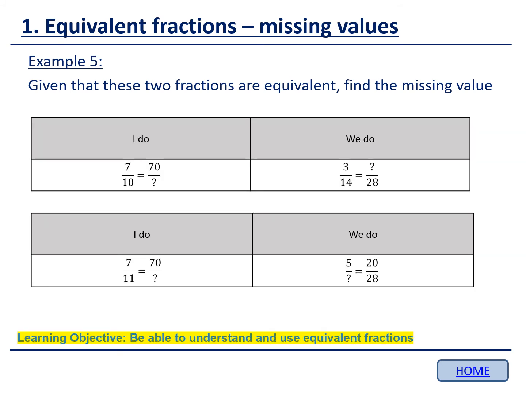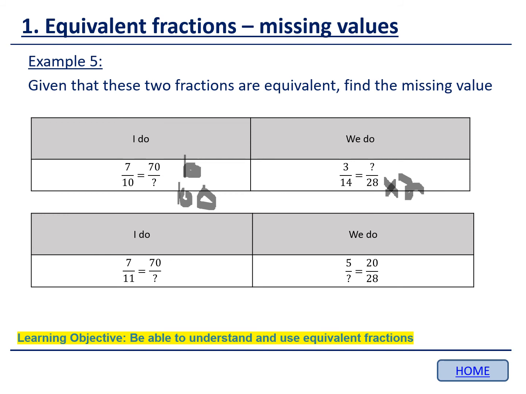Some more to practice with. Pause the video, give them a go. 7 into 70 goes 10. 10 times by 10 is 100. Missing value. Okay, 14 into 28, well that's half, so that's times by 2.